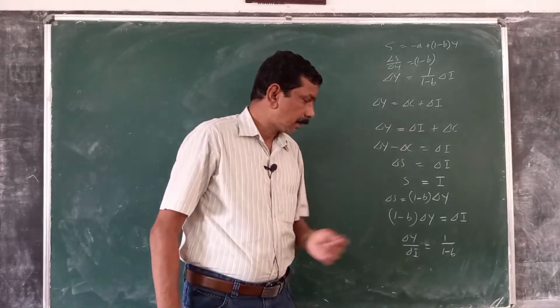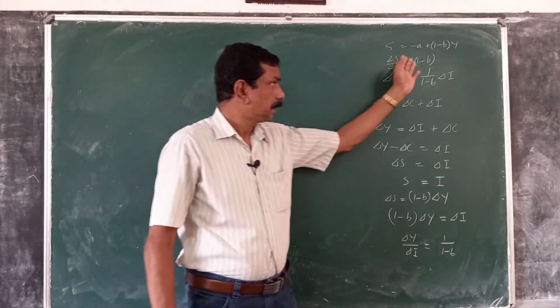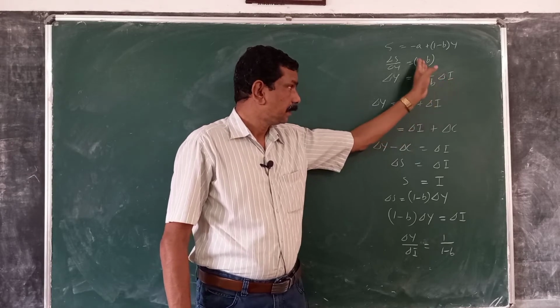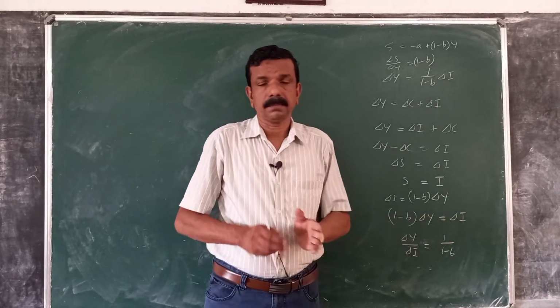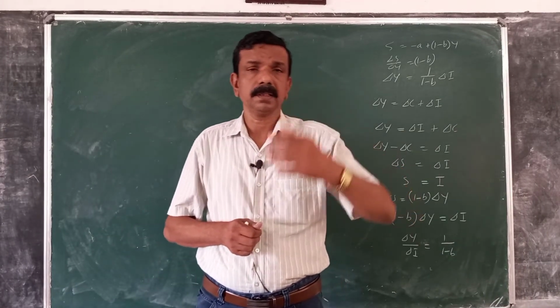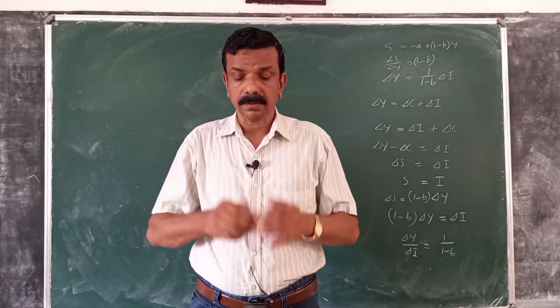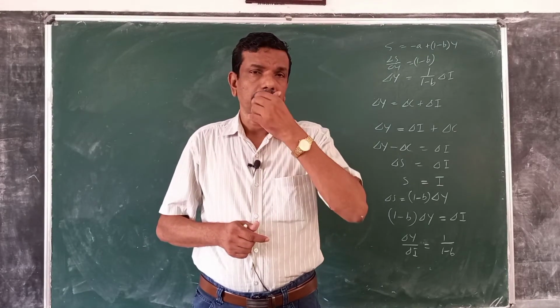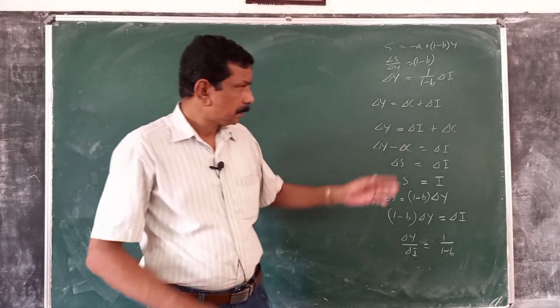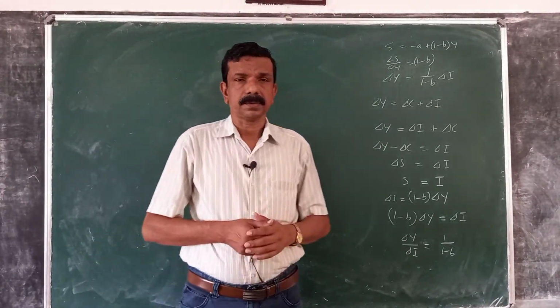So, the increase in income is 1 by 1 minus b times delta I to restore equilibrium between aggregate supply and aggregate demand when investment increases by an amount equal to delta I. A second point is the concept of multiplier we have introduced.